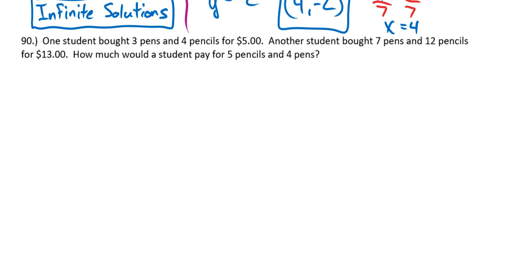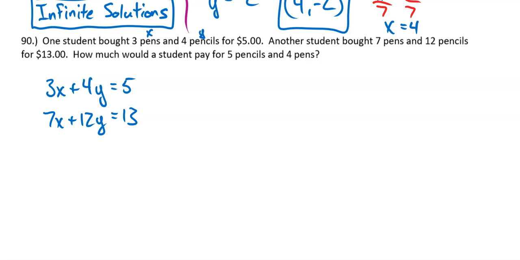So the first student, I'm going to call the pens x and the pencils y, just for simplicity purposes. So what they did is they have 3 times x, so 3 times the amount for each pen, plus 4 times the amount for each pencil equals $5. That's how they get their total bill, okay? The second student, same kind of thing here. It's a 7x plus 12y equals 13.